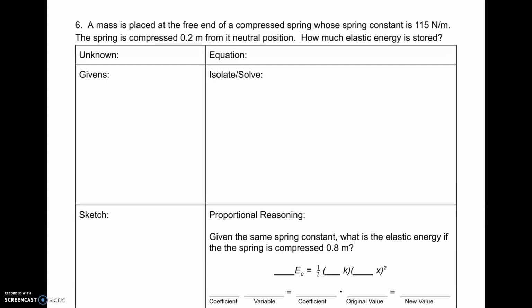So for number 6, we have a mass is placed at the free end of a compressed spring whose spring constant is 115 newtons per meter. The spring is compressed 0.2 meters from its neutral position. How much elastic energy is stored?